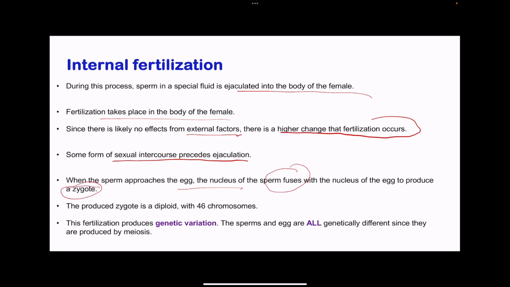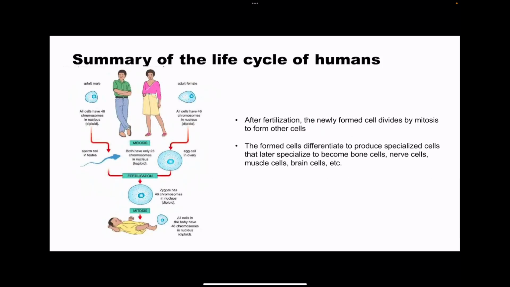For humans, this zygote is going to be a diploid with 46 chromosomes, although the sperm and the egg cell each contain 23 chromosomes. And because the gametes in sexual reproduction are produced through meiosis, they are going to be genetically different, and this sexual reproduction leads to genetic variation among the offspring.